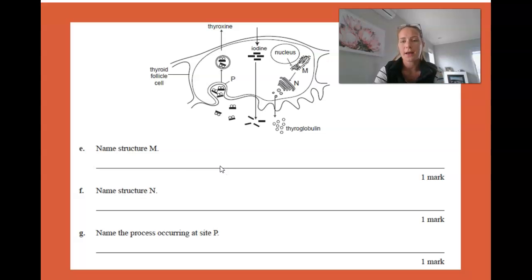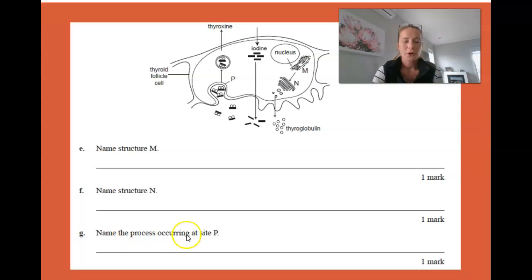You must write rough endoplasmic reticulum. RER is not an accepted abbreviation. So rough endoplasmic reticulum. Name structure N. And we're going in a bit of a pathway from nucleus to rough endoplasmic reticulum down to structure N, and we know that the thing that comes next in that pathway and what this does resemble is the Golgi body. You cannot just call it Golgi. That is something that I've picked up from examiners' reports in the past. It must be Golgi apparatus or the Golgi body.